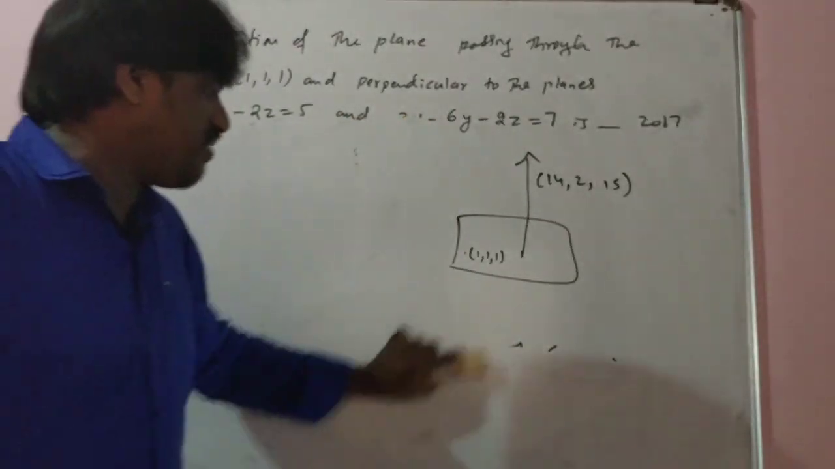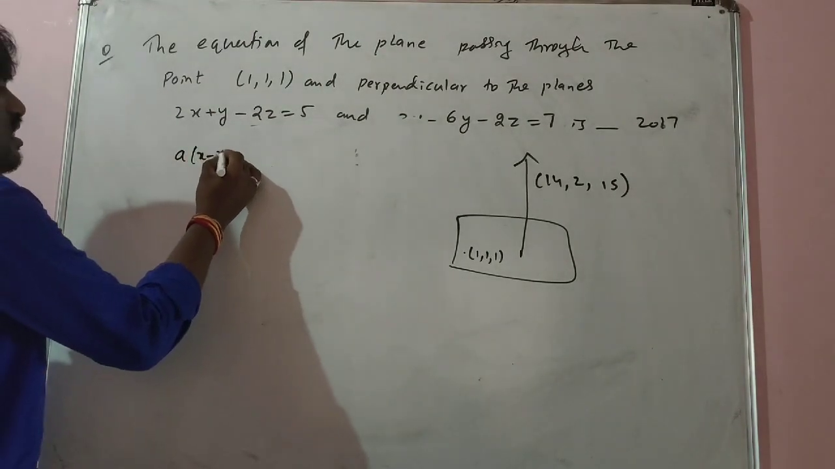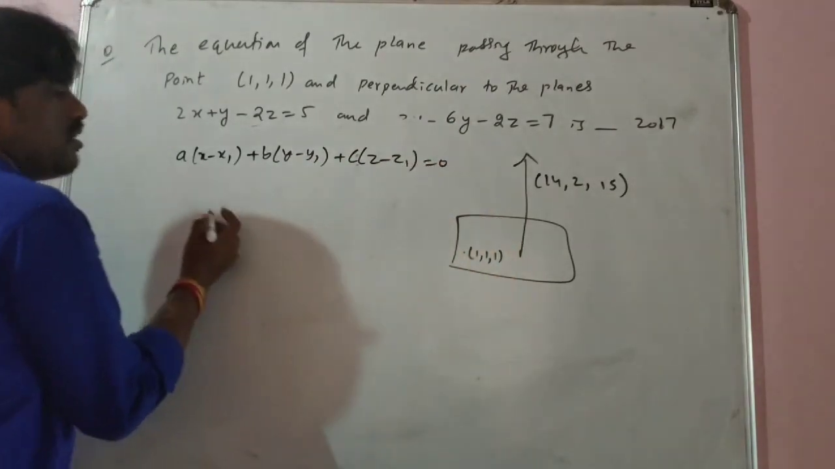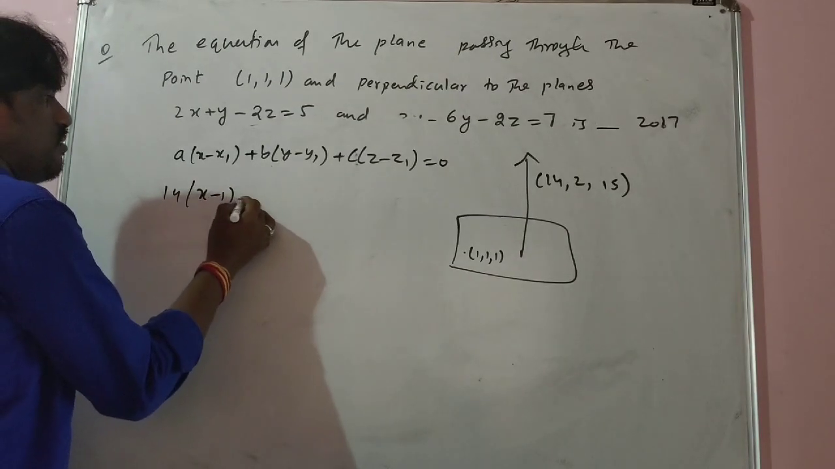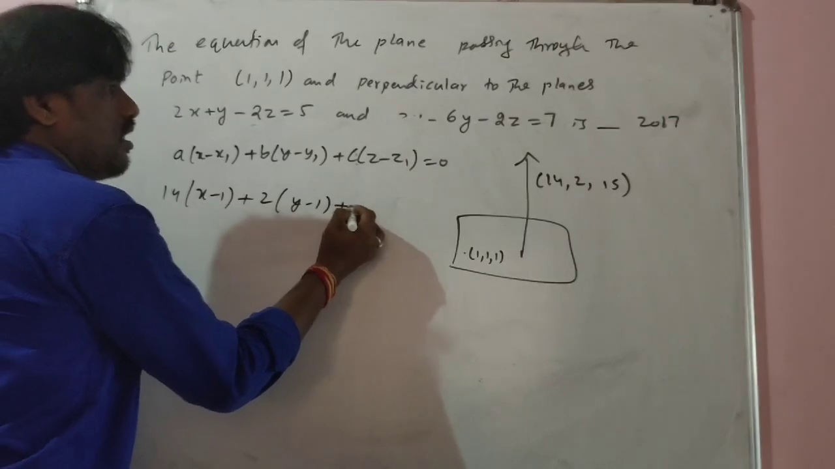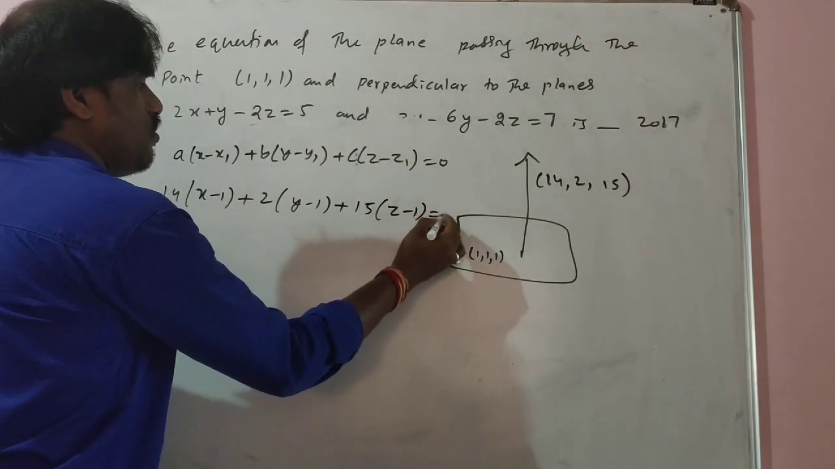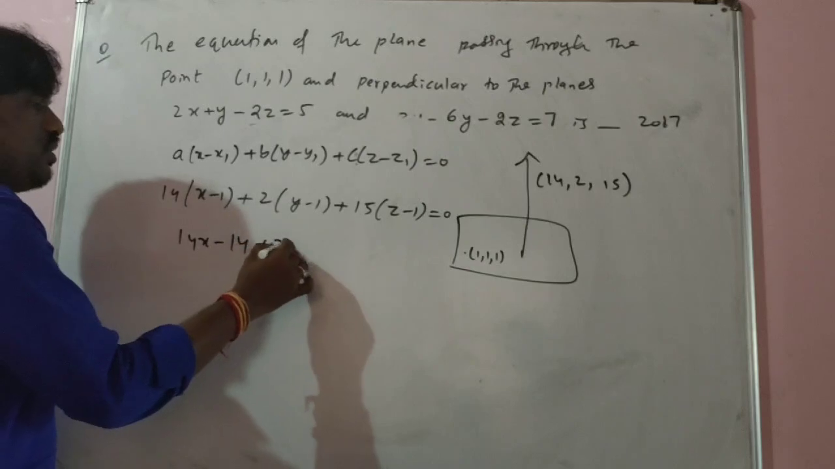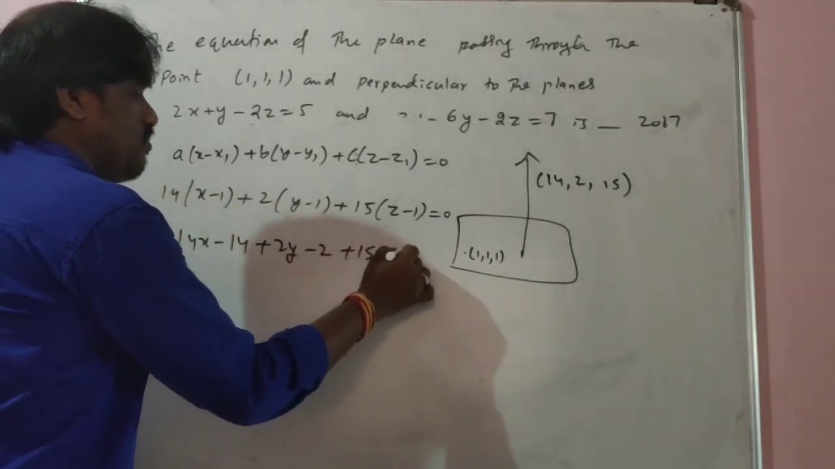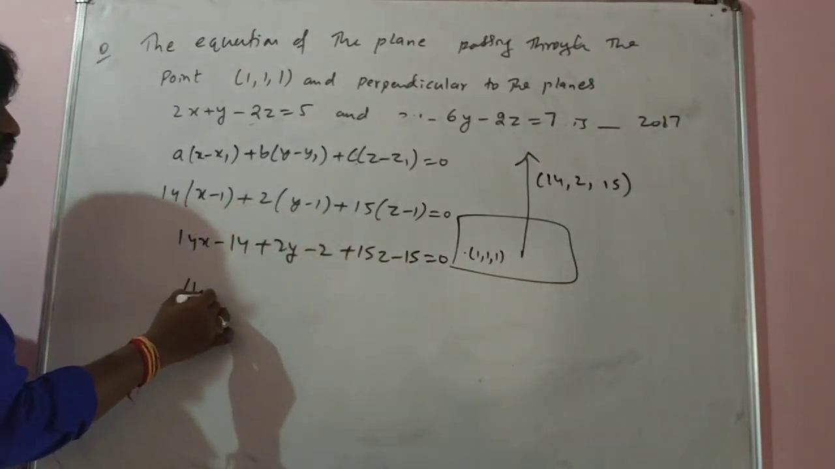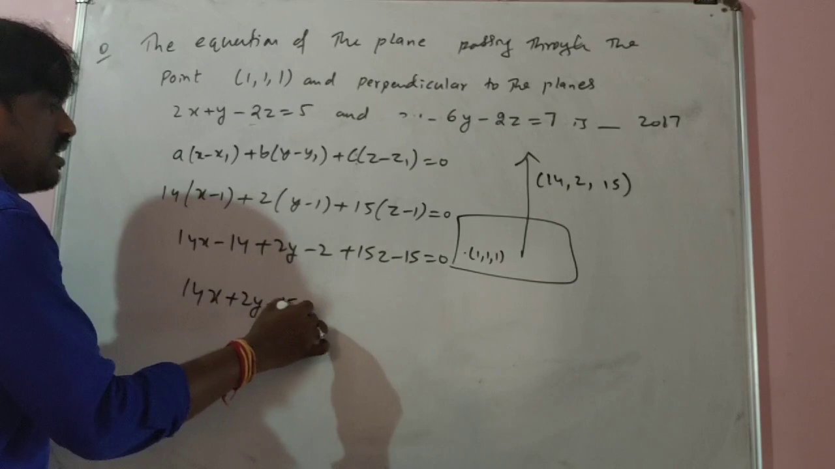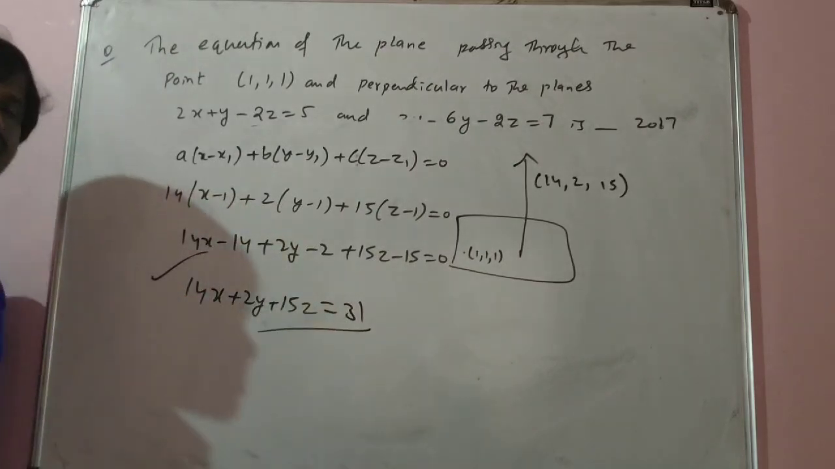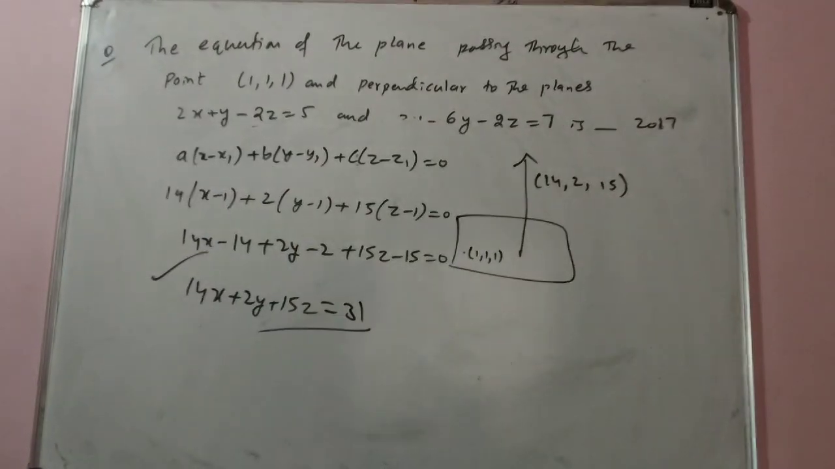So the formula is what I gave you: A(x - x1) + B(y - y1) + C(z - z1) = 0. So here it is 14(x - 1) + 2(y - 1) + 15(z - 1) = 0. You simplify and you will get the answer. So 14x - 14, 2y - 2, plus 15z - 15 is equal to 0. It means I am getting 14x + 2y + 15z - 31 = 0, so 31 is the answer. So this is the equation of the plane. Hope you understand. This is the way to do the problems.